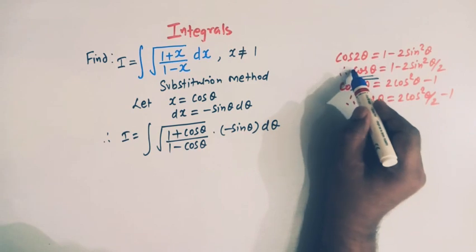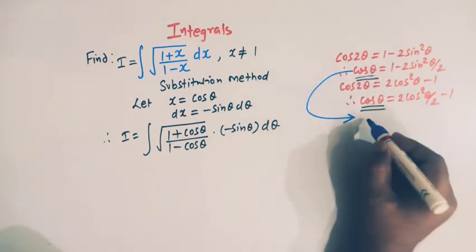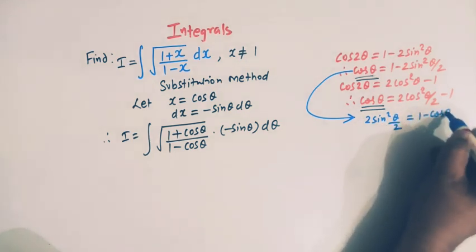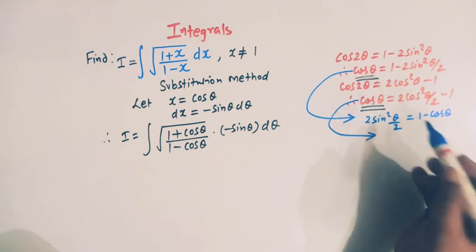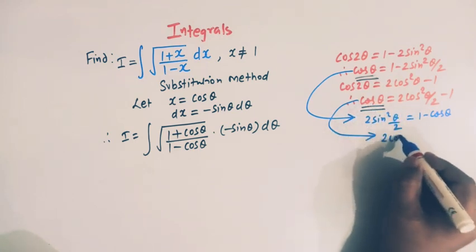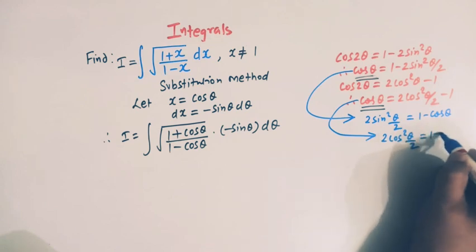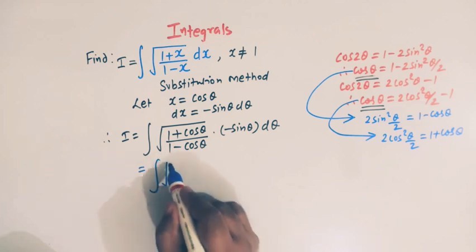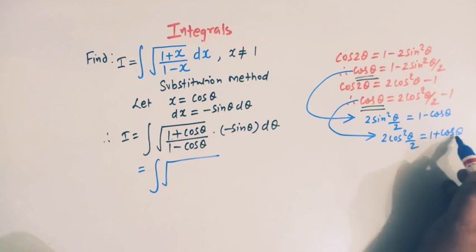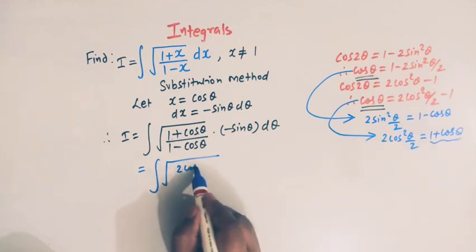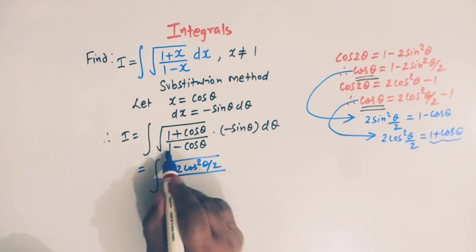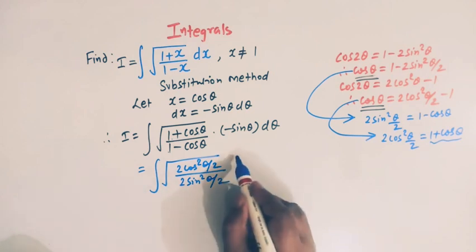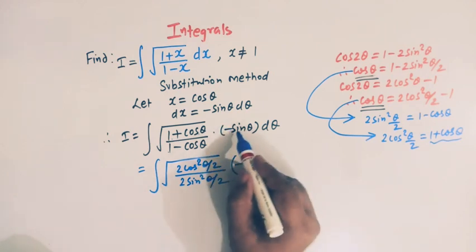So now this formula gives us 2 sine square theta over 2 is equal to 1 minus cos theta, and this result would give 2 cos square theta over 2 is equal to 1 plus cos theta, right? So now this integral becomes square root of 1 plus cos theta. So for 1 plus cos theta we have 2 cos square theta by 2, and 1 minus cos theta is equal to 2 sine square theta by 2, and here we have minus sine theta.